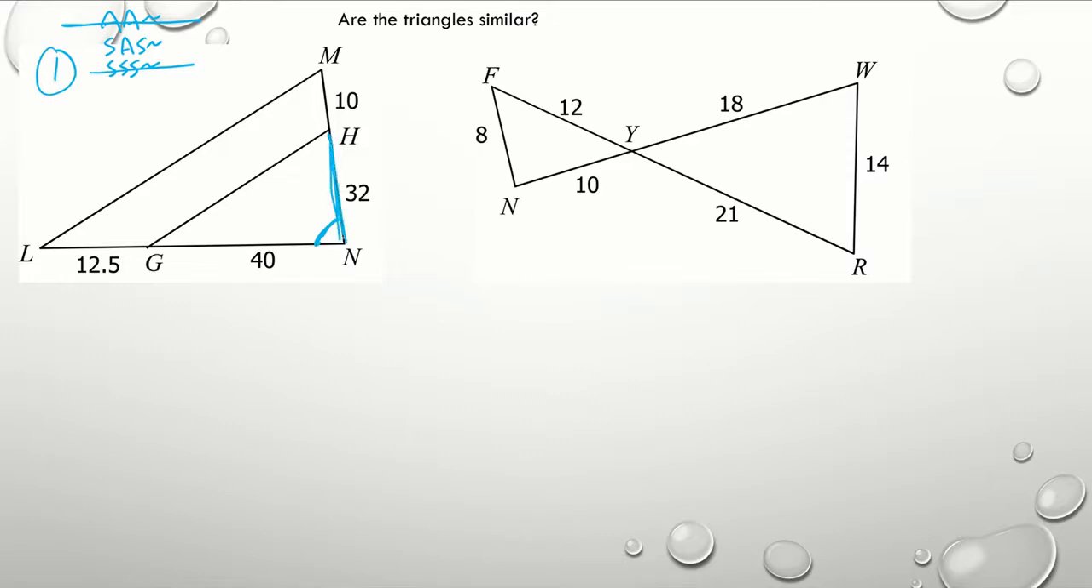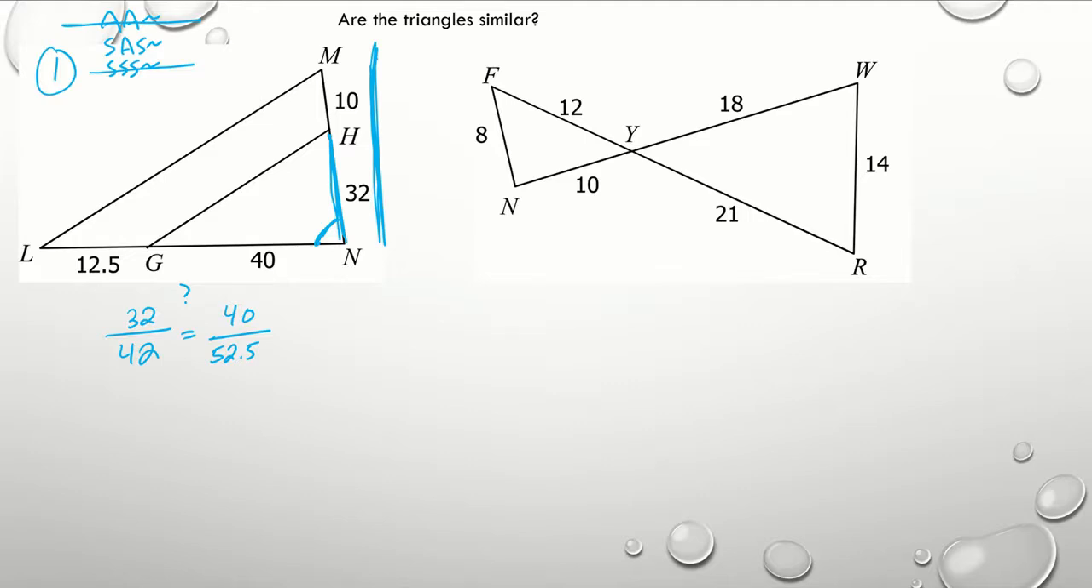So this little side here is 32. This bigger side is 42. So those are the ratios I'm going to check. I'm going to put 32 over 42, and I'm trying to see, is that the same as the other side, 40 over 52.5? I'm going to put this in my calculator.